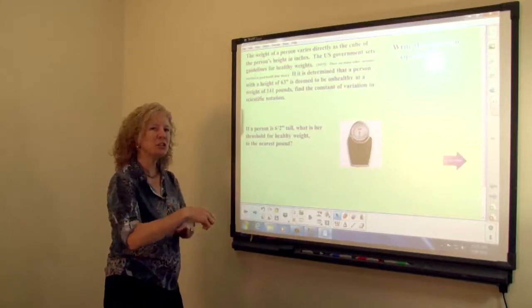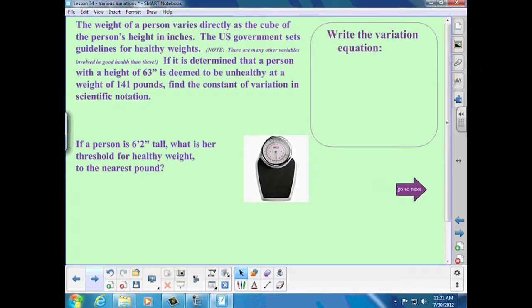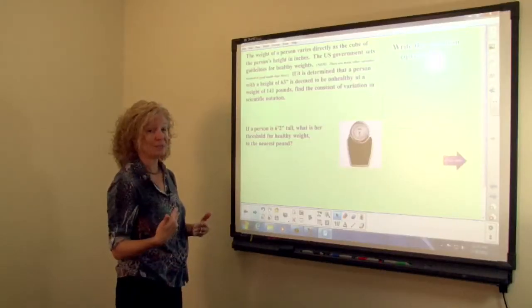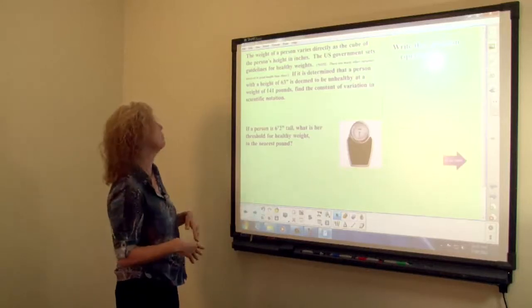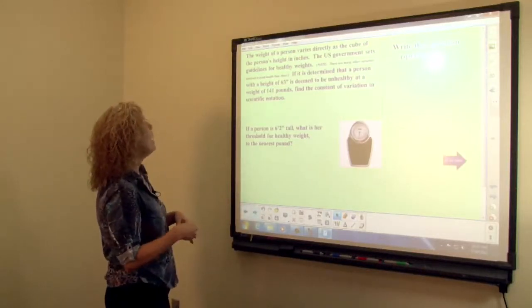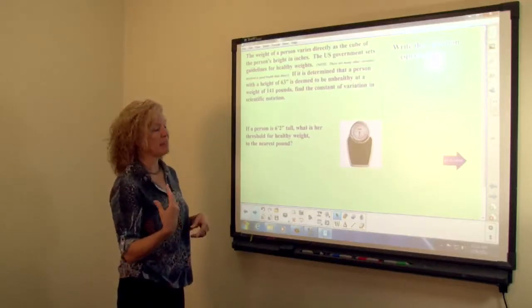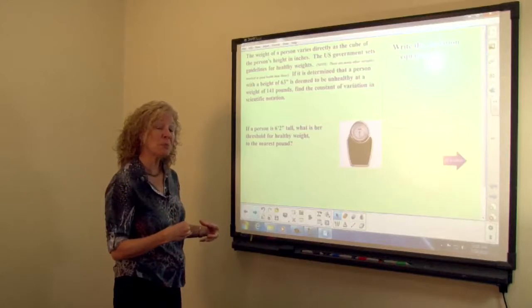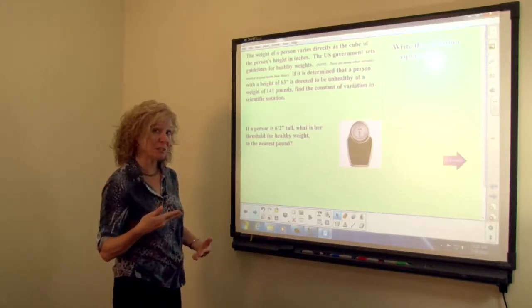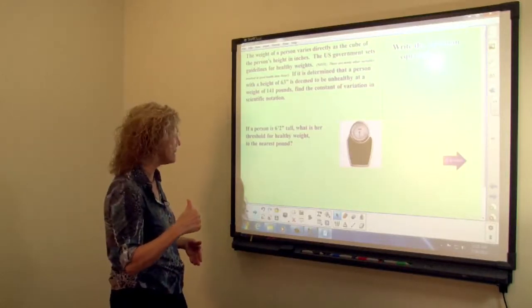Okay, moving on to a new one. Please don't think I'm trying to preach to you, but I thought that this was somewhat interesting. If you know much about geometry, it makes total sense that your weight is very much connected to your height, right? Taller people tend to weigh more. The weight varies directly as the cube of their height, and that's because weight is a three-dimensional measurement and height is a one-dimensional measurement. So there's an interesting geometry side to that.